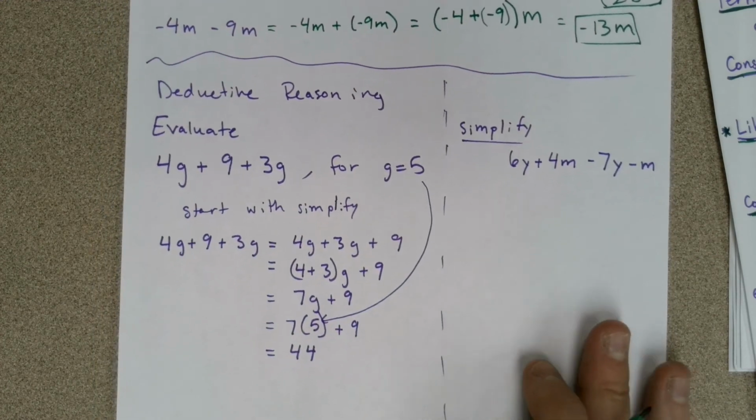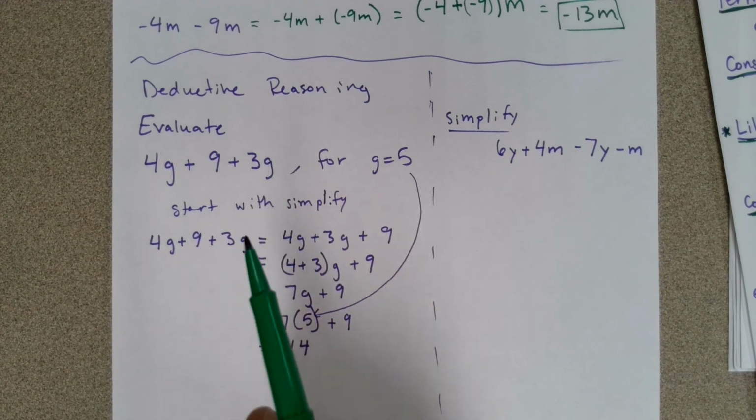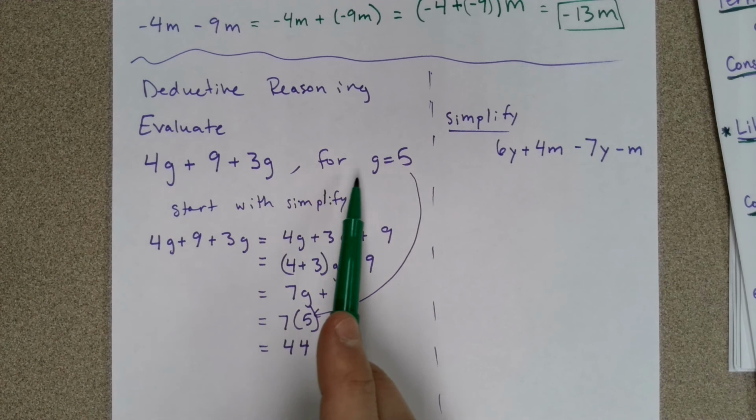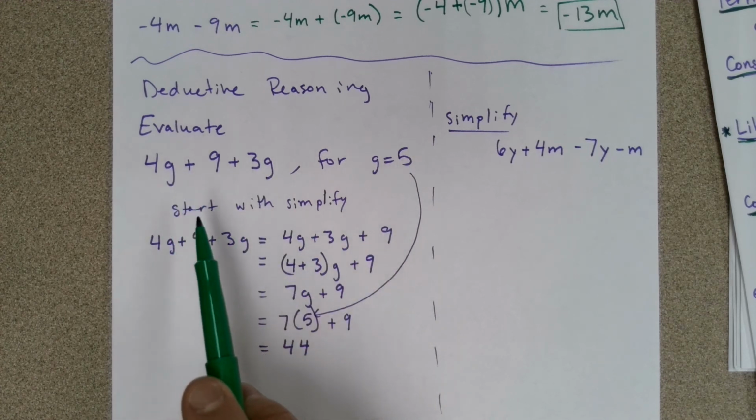All right, a couple more examples here, and then we're all done with this one. Some deductive reasoning that I did. So they told me to evaluate 4g plus 9 plus 3g for g equals 5. Now, before we were just plugging this right in. But first, I want to start by simplifying.